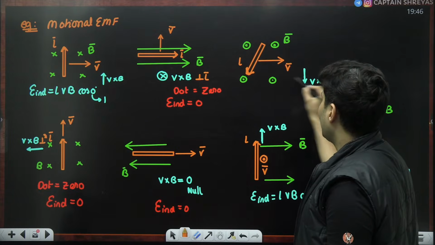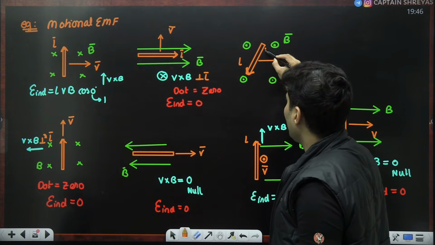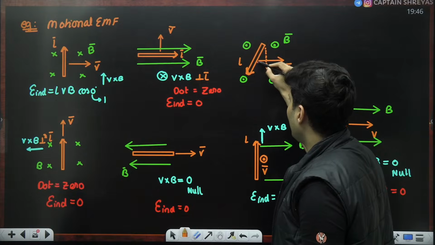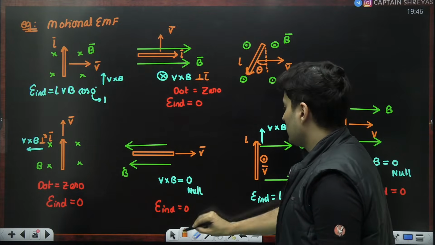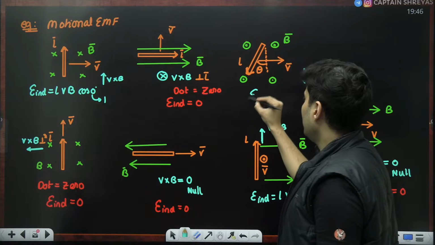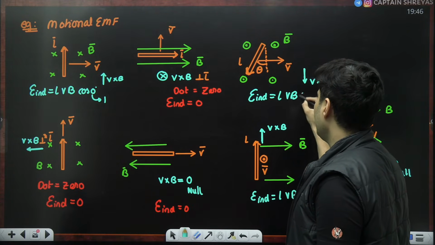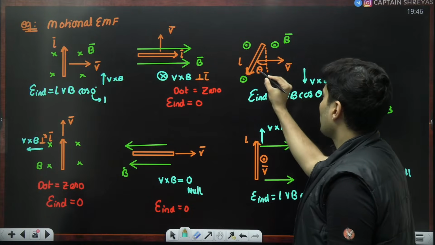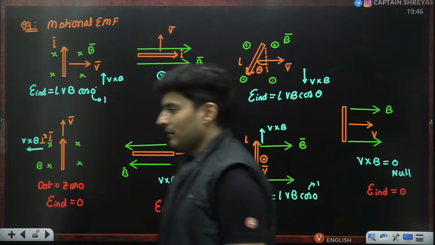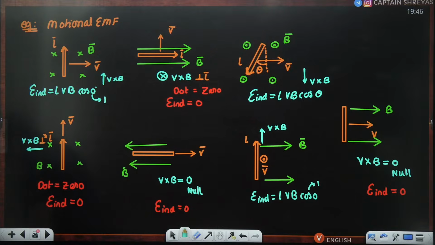So what is the angle now between them? Maybe there is some angle like this. Maybe that angle over here is theta. So therefore, the induced EMF in this case will be LVB cos theta. Cos theta is this particular angle. Is this clear? Yes. Awesome.